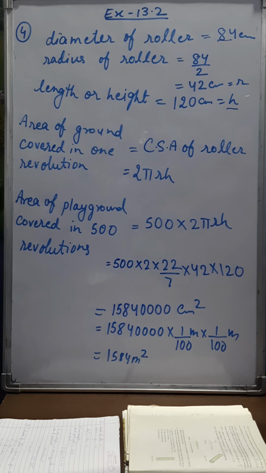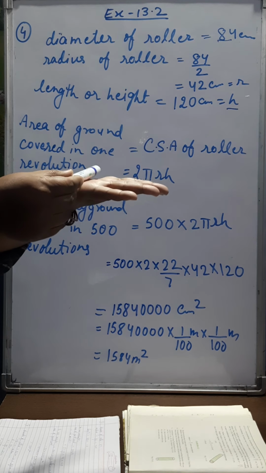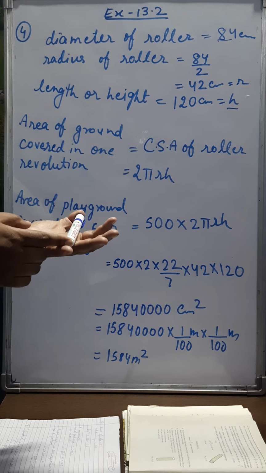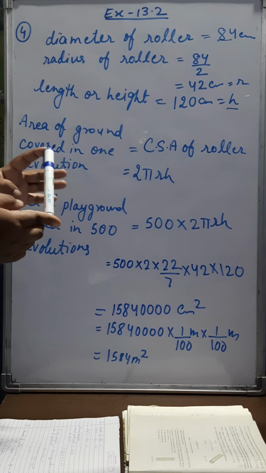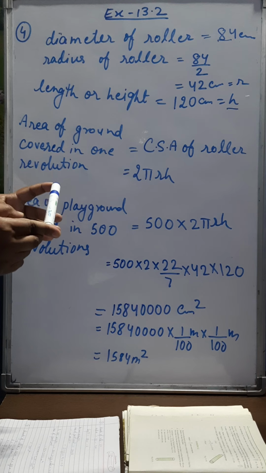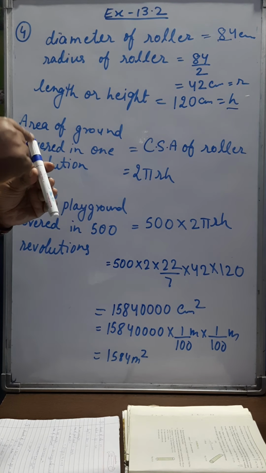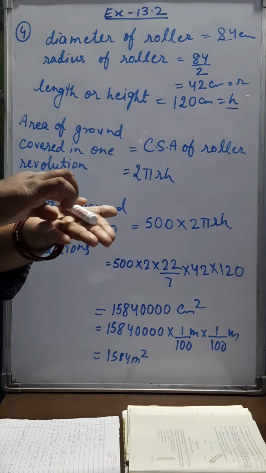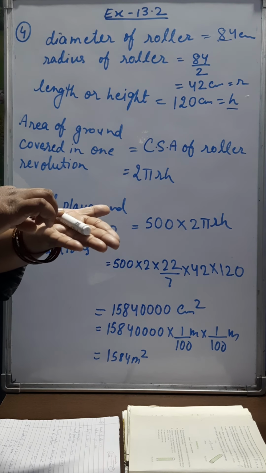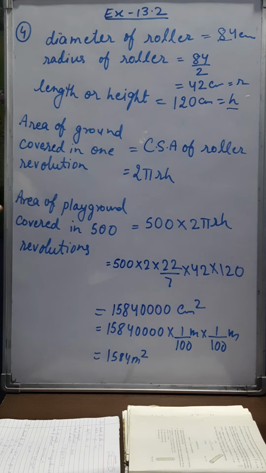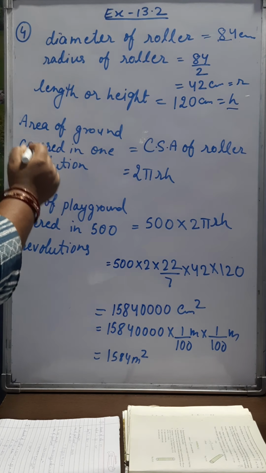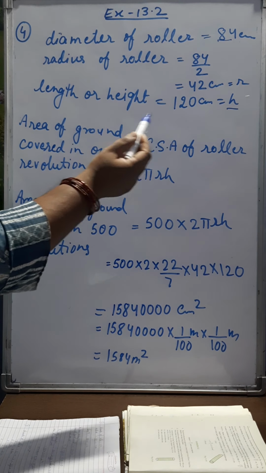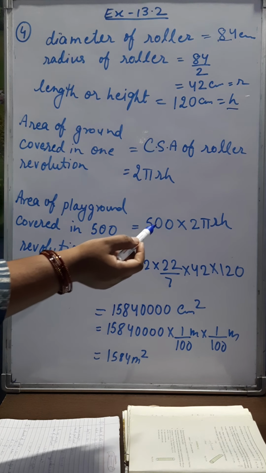Now you see, suppose it is a roller moving in the playground. Think carefully: in one revolution, which portion of the roller is touching the ground? It is its curved surface area. In one complete revolution, one time the curved surface area is touching the ground. So can I write that the area of ground covered in one revolution is the curved surface area of the roller? Curved surface area of roller is 2 pi RH.